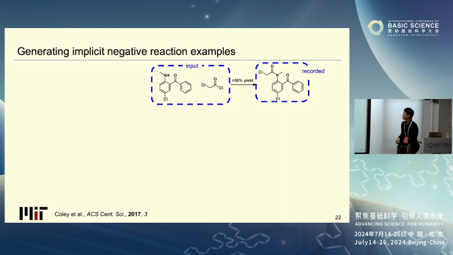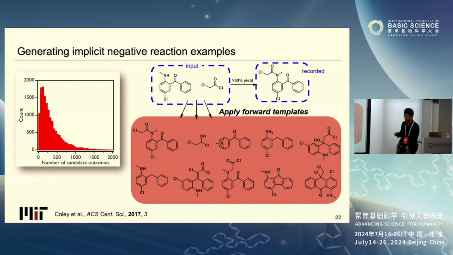This earlier approach by Connor took a template-based approach. We have all these possible reaction templates, and we can apply them to the reactants that we have to generate a pool of possible candidate products, which might or might not include the recorded product. Then we can put them all together and train a machine learning model to rank the recorded product higher than all other possible products.